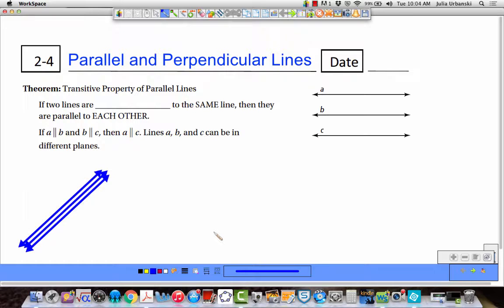Perpendicular lines. So these are not ones that are really brand new. It's kind of common sense. I'm going to ask you to help me think about it, and then I'm going to illustrate it down here. Transitive property of parallel lines.